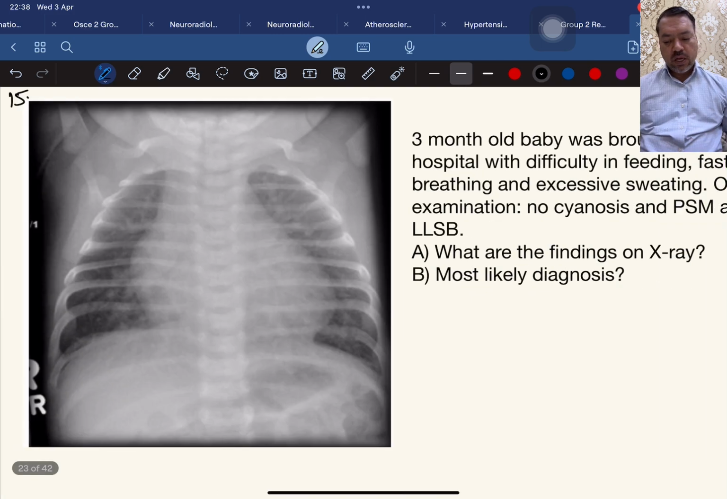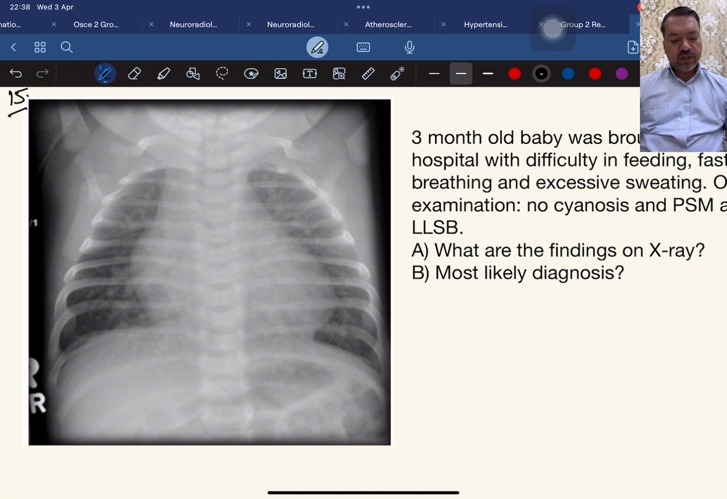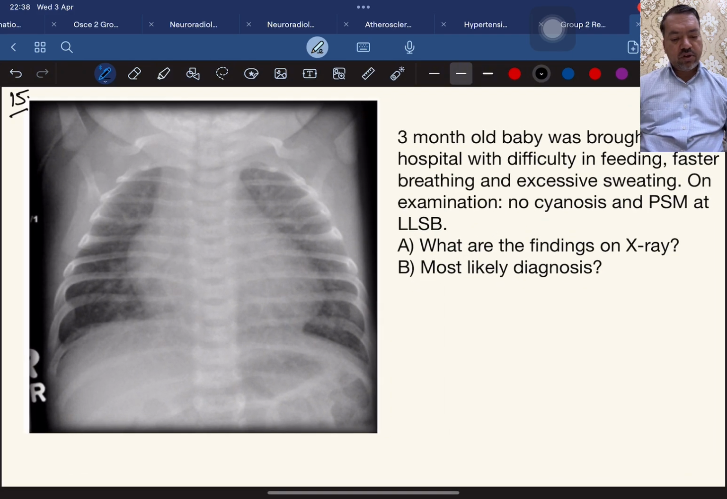Let's move on. Now, another case, number 15. Here, this is a 3-month-old baby who was brought to the hospital with difficulty in feeding, very fast breathing and excessive sweating during breastfeeding. This is a typical history given by the mother. Look at the age of the child, 3 months old. So there is difficulty in feeding, meaning difficulty in breastfeeding, faster breathing and excessive sweating. This faster breathing may be because of pneumonia, and in that case there will be fever, of course, but it may be because of heart failure.